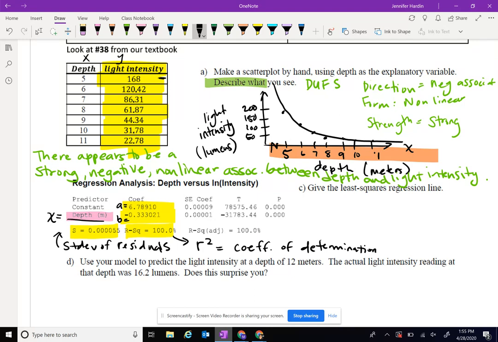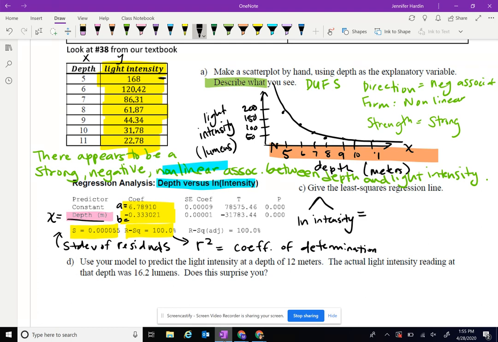Okay. So it says give the least squares regression line based on this. Well, be careful, because this is why we need to know this chapter. They have depth versus the natural log of the intensity. So they recognize that in part A, it was strongly nonlinear. So they transformed the data so that they were able to run linear regression on it. Because you can't run linear regression on something that's not a line, or at least you're not supposed to. So when we go to write this, we have a prediction of the natural log of that intensity.